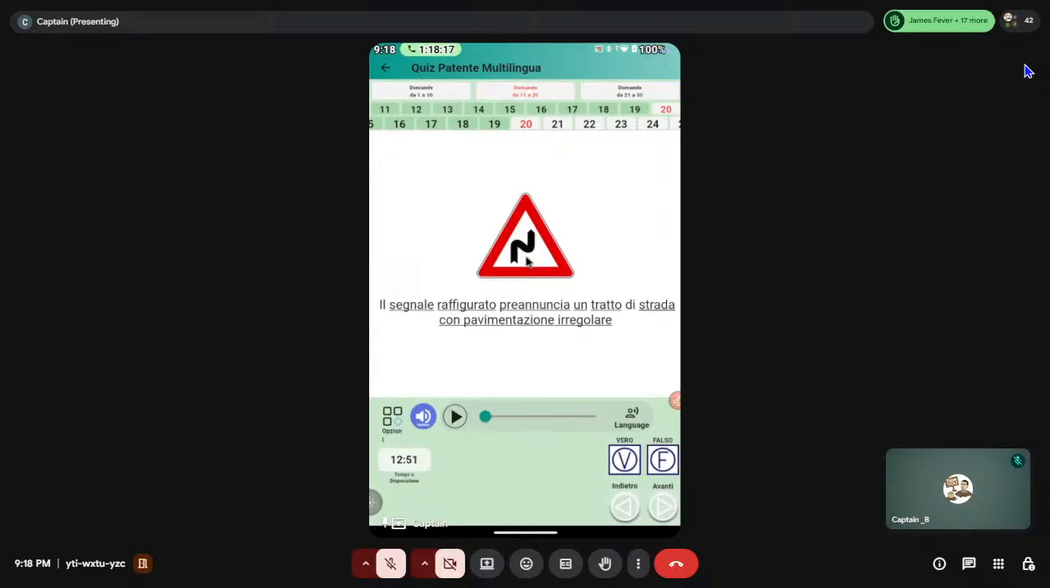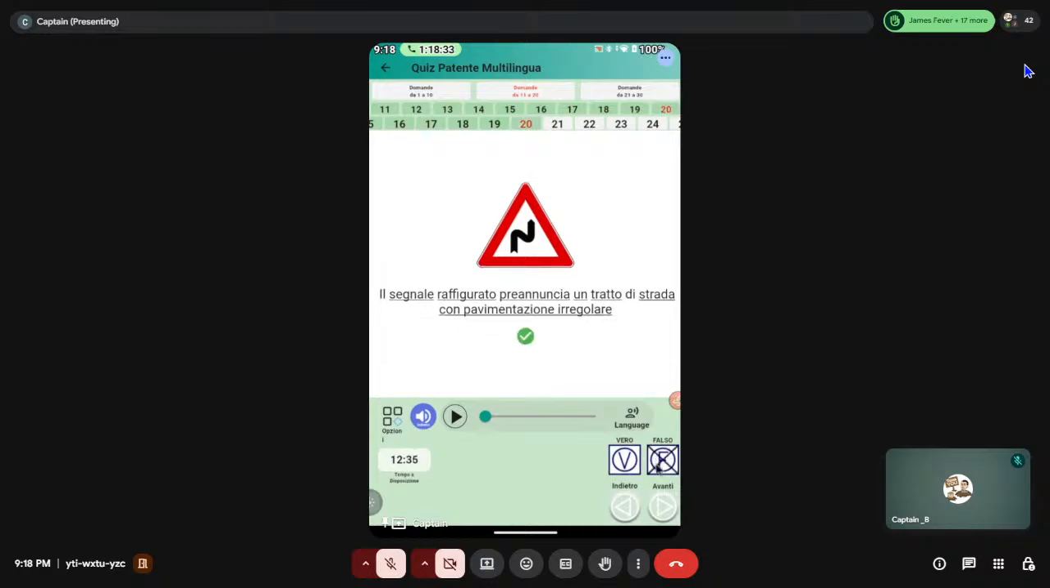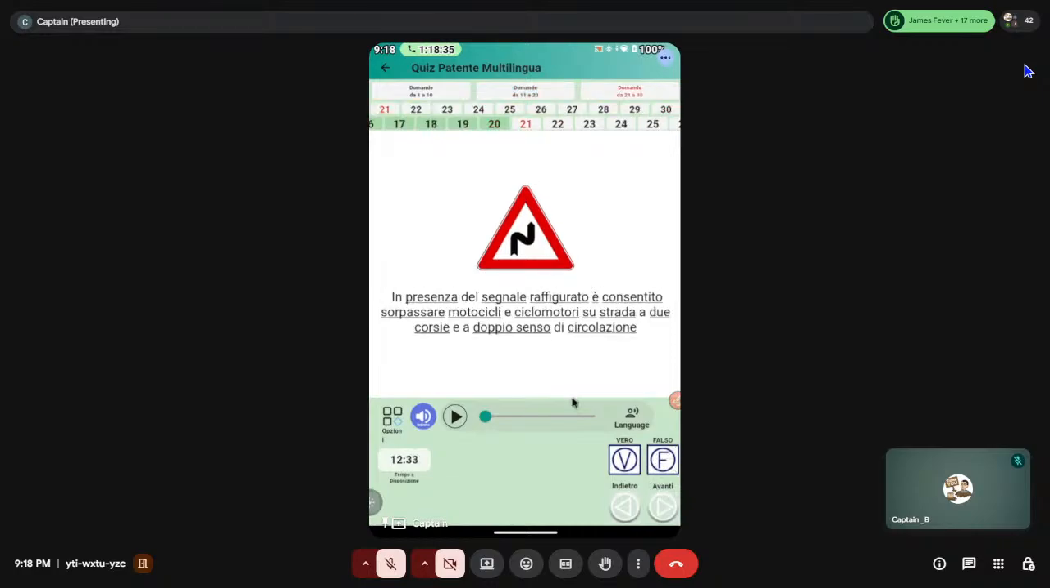Doppia curva. Pavimentazione irregolare, what are you talking about? Irregular, meaning when there is uneven ground. Pavimento irregolare. Good. So this one is false, right? Yes. Right, that's okay. Next person. Jennifer.